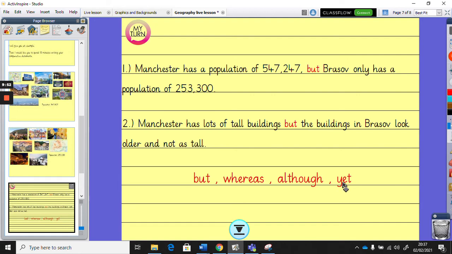Manchester has lots of tall buildings. Yet the buildings in Brasov look older and not as tall. That makes perfect sense. So if you want to challenge yourself today, use all 4 of the different conjunctions, but only if you know what they mean.